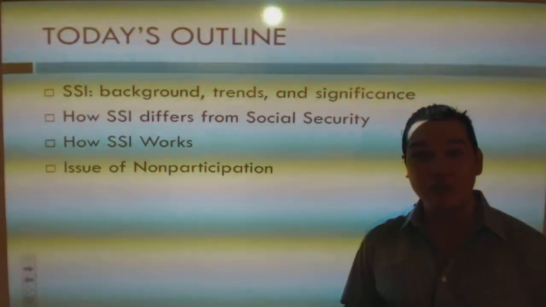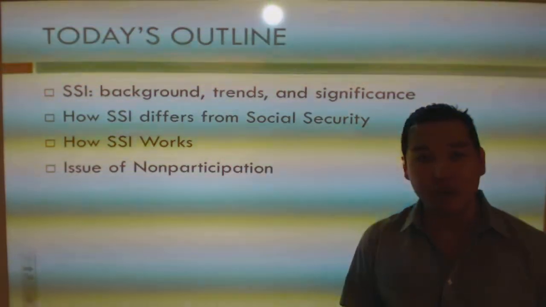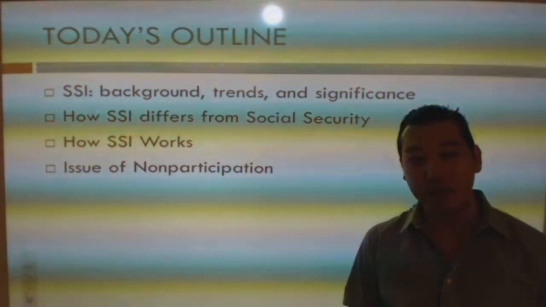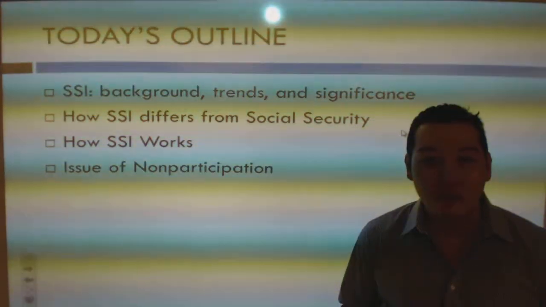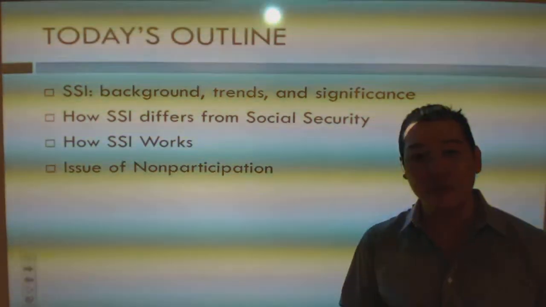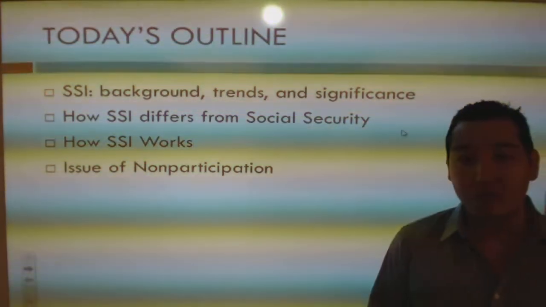And then I'll distinguish SSI, Supplemental Security Income, from our Social Security program. People think they're the same, but they're actually different programs. I'll show a little bit about how the program actually operates. We've noted disregards, and there's a different calculation here. So I'll go through how the program actually works.